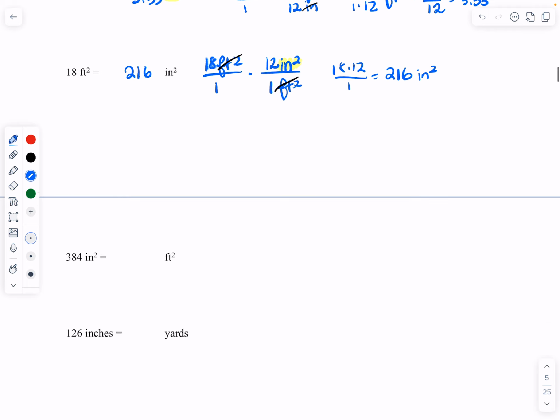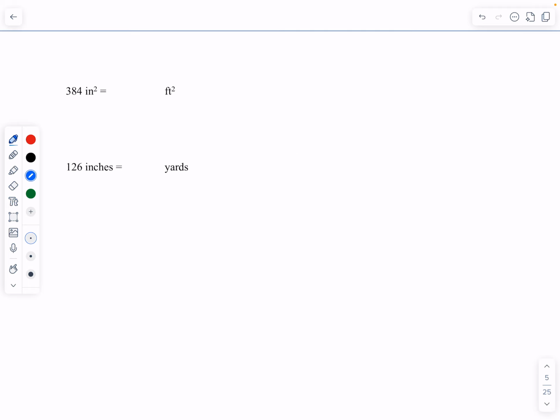All right, moving on. 384 inches squared, and I want the desired result in feet squared. So again, 384 inches squared over 1. I want those inches squared to be on the diagonal, and I want my answer to be in feet squared, so that should be in the numerator there. Okay, so again, 12 inches equals 1 foot. So I get 384 divided by 12. When you do that, you get 32 feet squared.